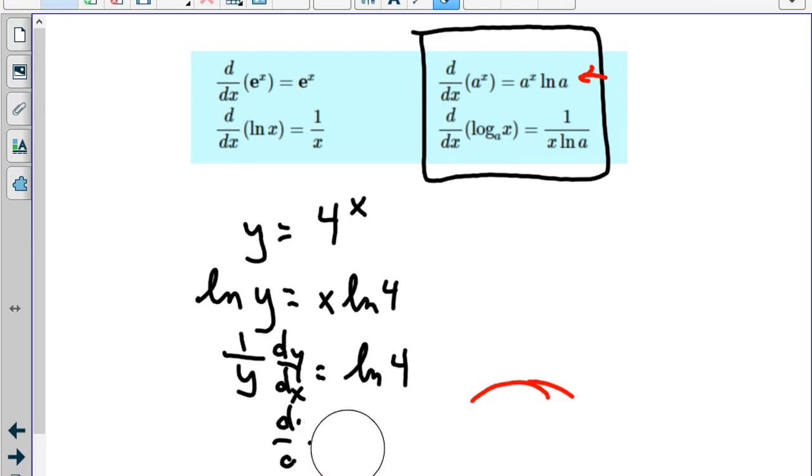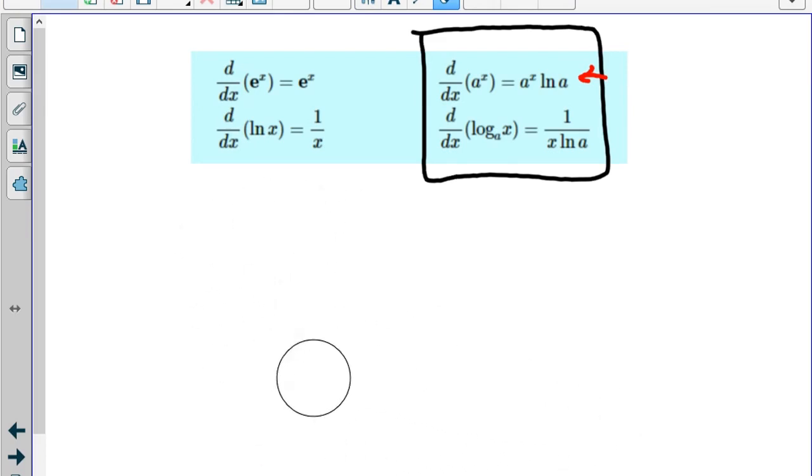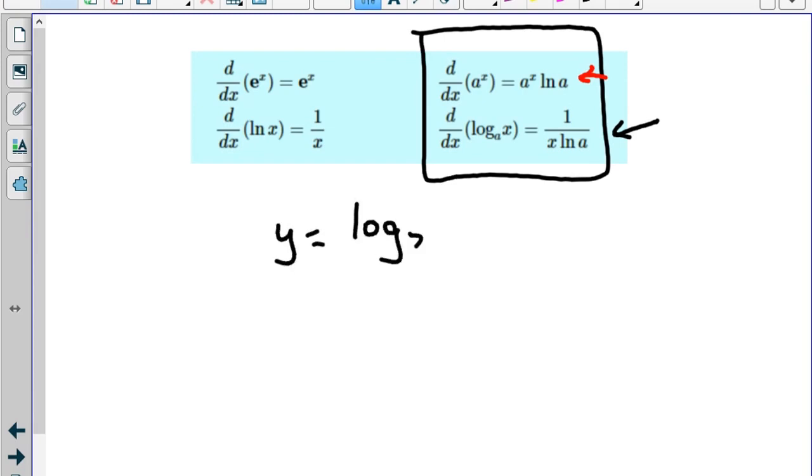Secondly, let's talk about how I would do the other one if I forget. So let's say I forget the rule for this one down here. What I would do is I would change log base a of x by the change of base rule. So if I have, let's say, y equals log base 7 of x, I could rewrite this as natural log of x over natural log of 7.